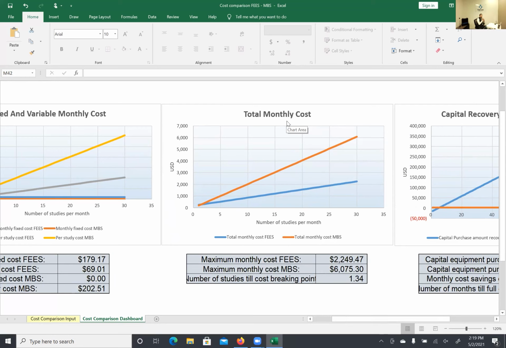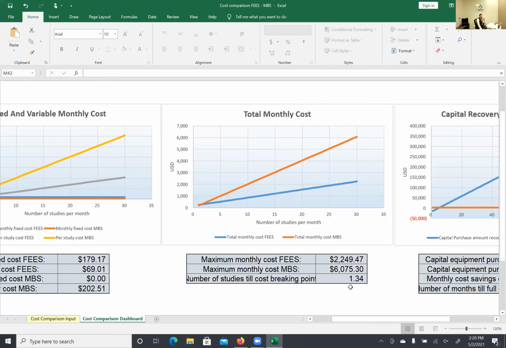Because they will cross. We have one where you have fixed cost, that's fees, and one where you don't have fixed cost, that's MBS. At 0 studies, you still have fixed costs with fees, so if you do 0 studies, fees is going to be more expensive. But then quickly, because the variable cost of fees is so much lower, when you start doing studies, these lines cross, and that's the breaking point of the two, and that's where we will have cost savings doing fees. And this here actually gives you the exact number.